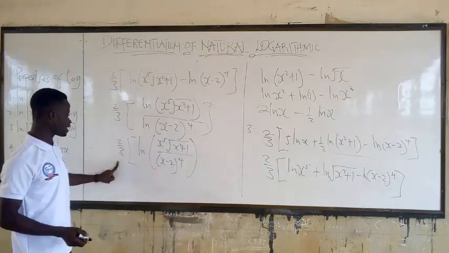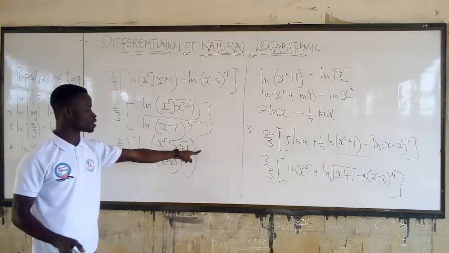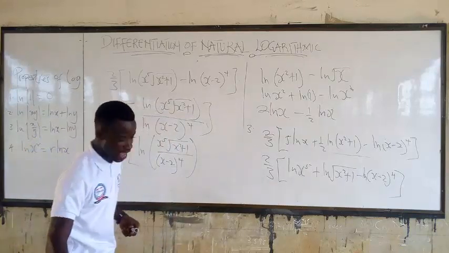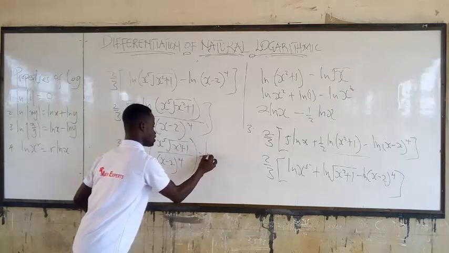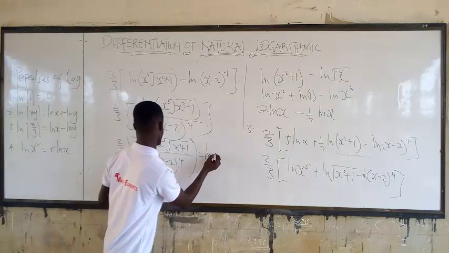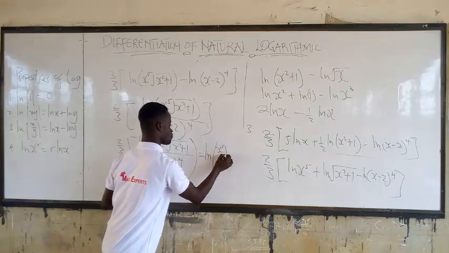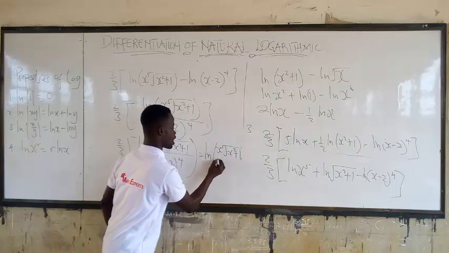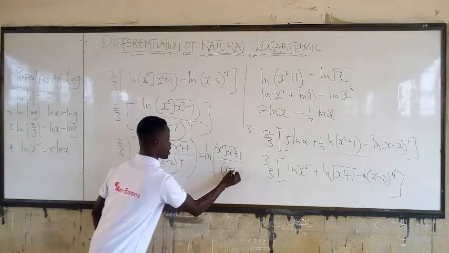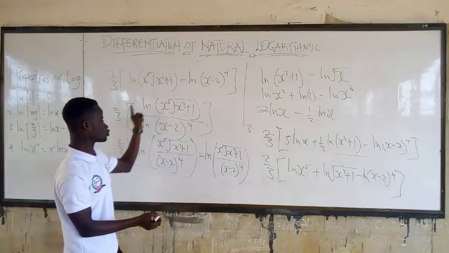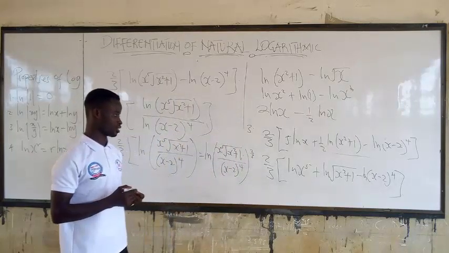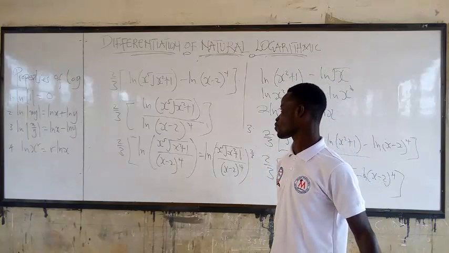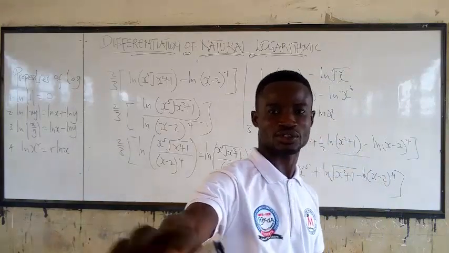And we know that this 2 over 3 at the back of the ln means it is being what? I hope you can see that. So we can end up getting ln of x to the power 5 square root of x squared plus 1, all this over x minus 2 to the power 4, all to the power 2 over 3. Alright? So we can get something like this. It's beautiful. Let me see if I can get something for you to go and try.